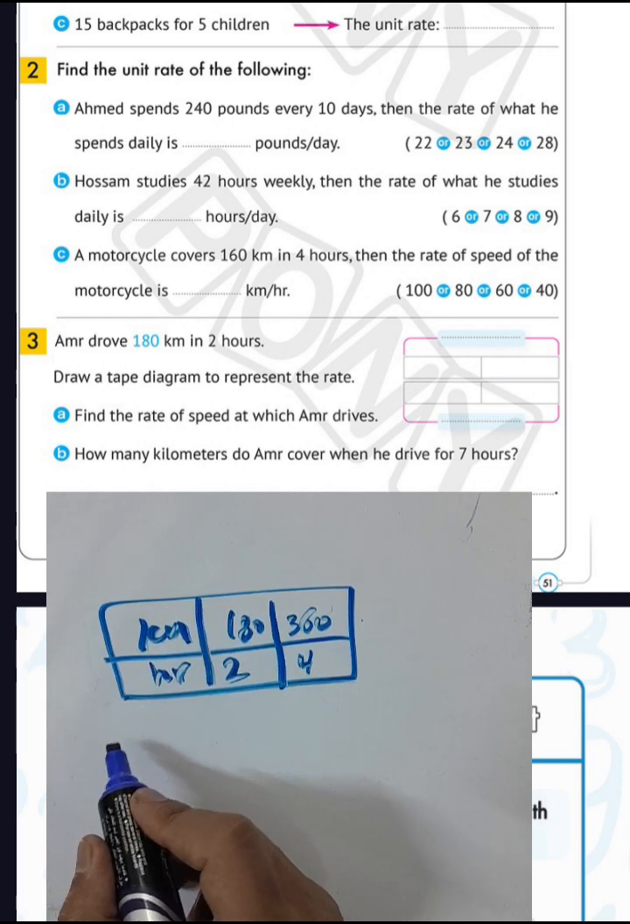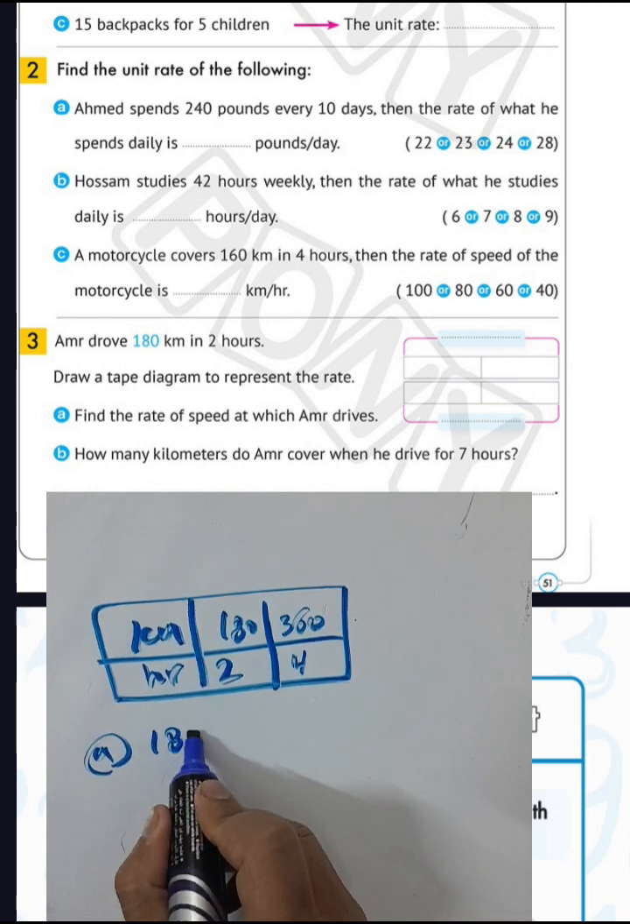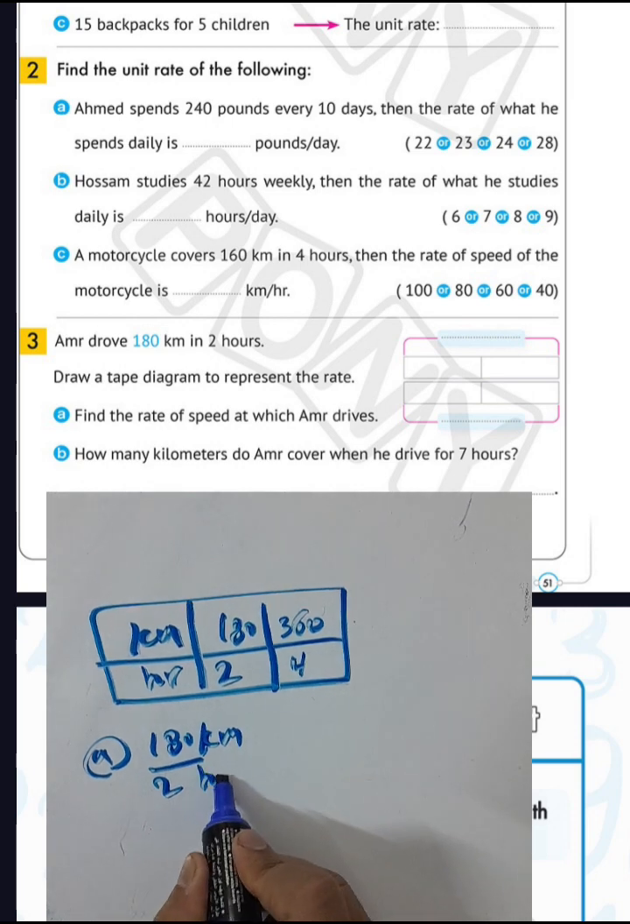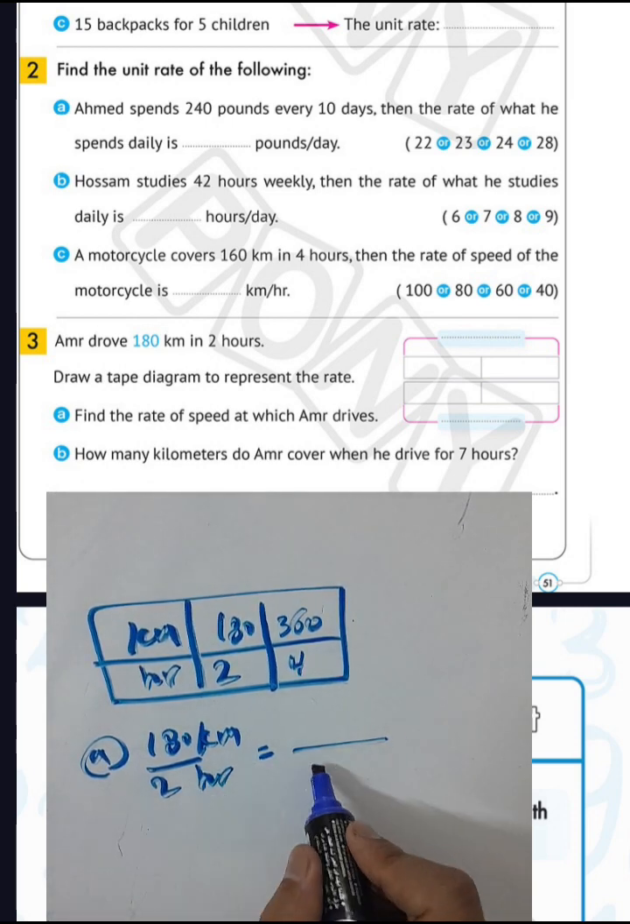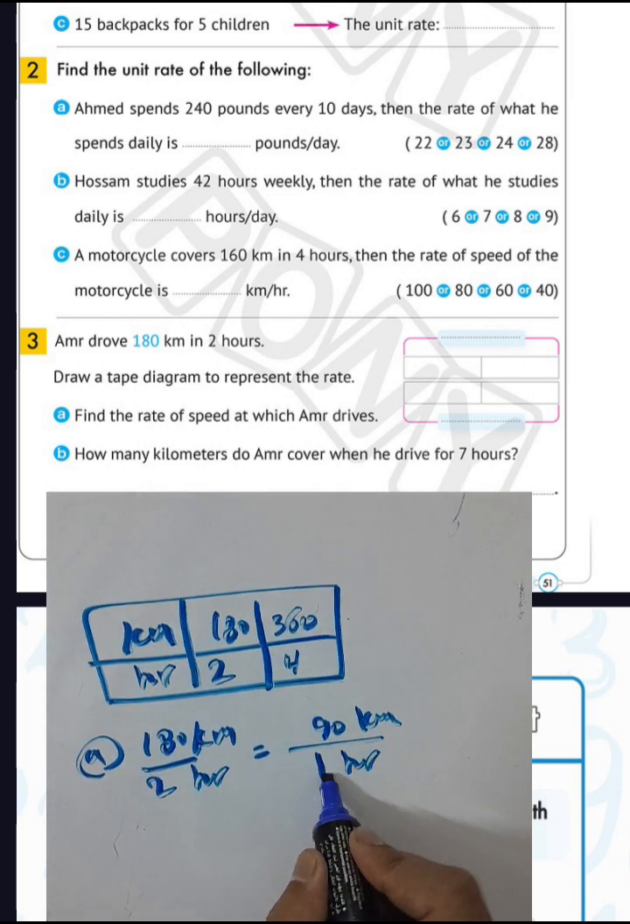Okay, we can find here the rate of speed. We can write 180 divided by 2. We have 180 kilometers per 2 hours, and divided by 2 here, it will be 1 hour, and divided by 2 it will be 90 kilometers per 1 hour.